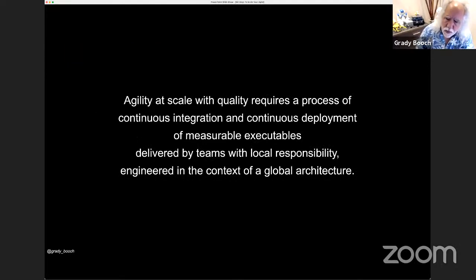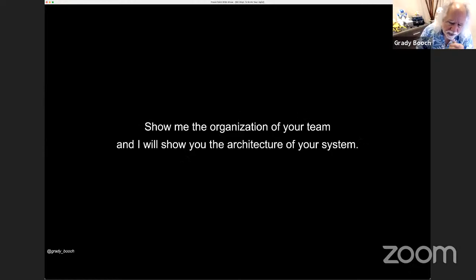Agility at scale with quality requires CI/CD with measurable executable, delivered by teams with local responsibility, engineered in the context of a global architecture. Every one of the cargo cults things you talk about, they're this, but they're applying lots of ceremony upon them. So depending upon your risk, go for it if you want more ceremony. But the heart of scale is this. Architecture is important, and it's the way you'll get agile teams working together.